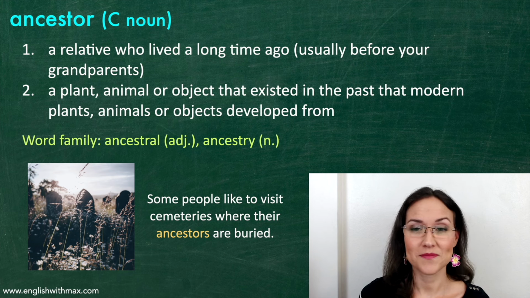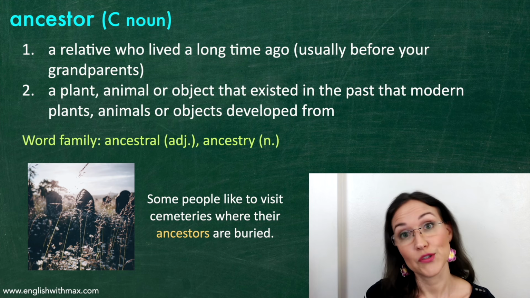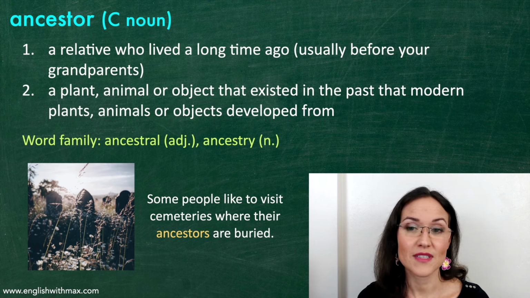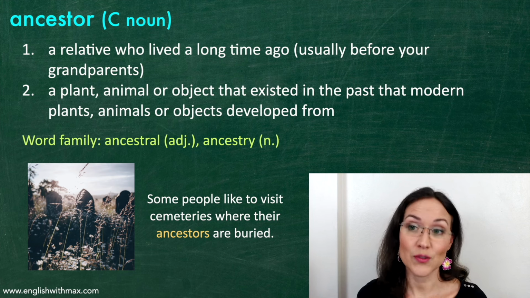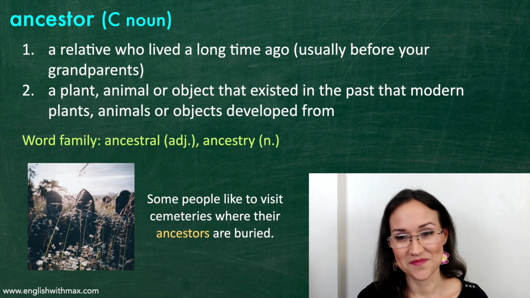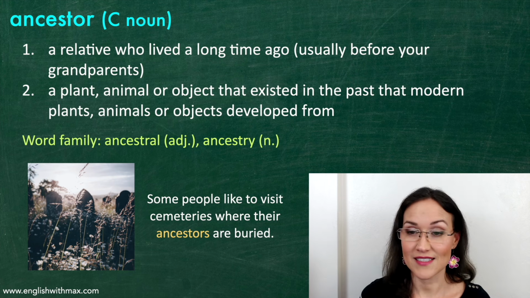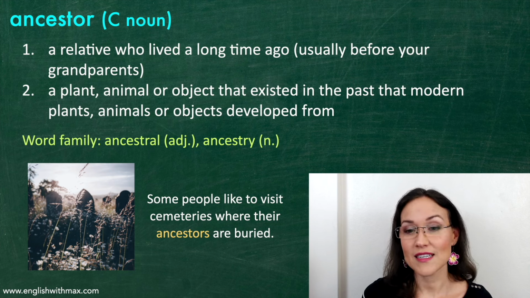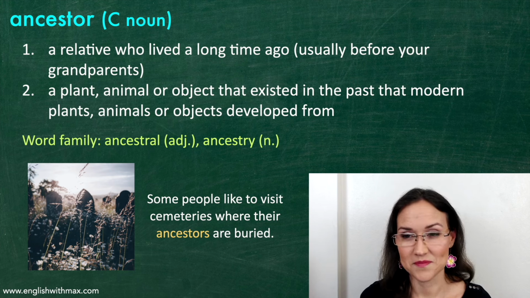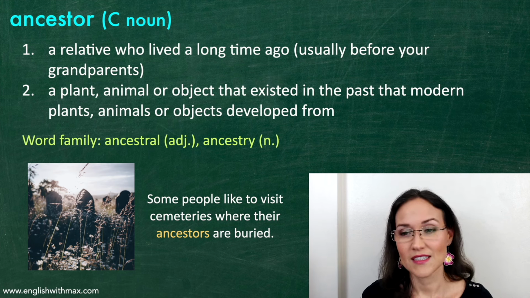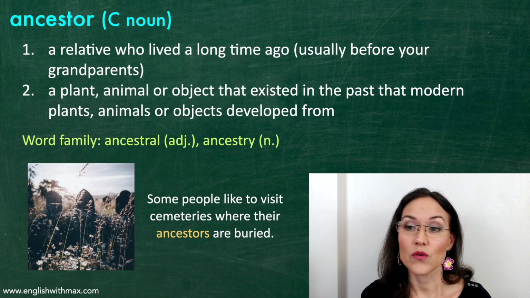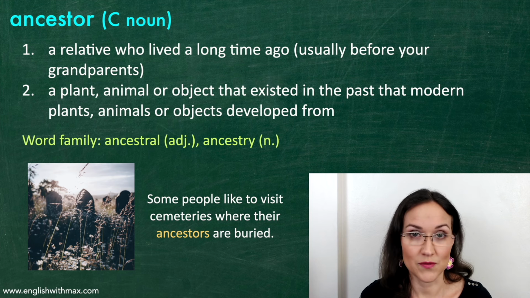It has a couple of meanings. It can mean a relative who lived a long time ago, usually before your grandparents. And it can mean a plant, animal, or object that existed in the past that modern plants, animals, or objects developed from. The adjective is ancestral. That means connected with a person's ancestors. We also have the noun ancestry. That means a person's family or the group of people that a person comes from.